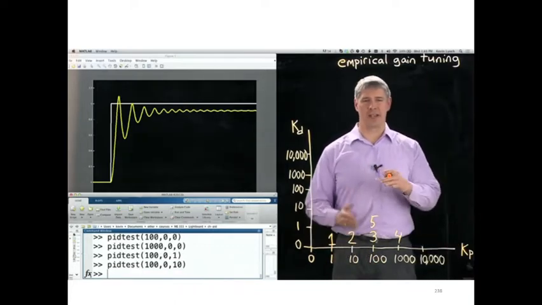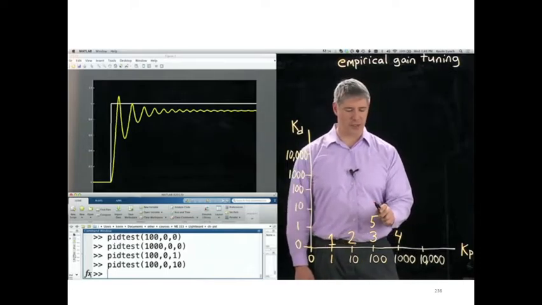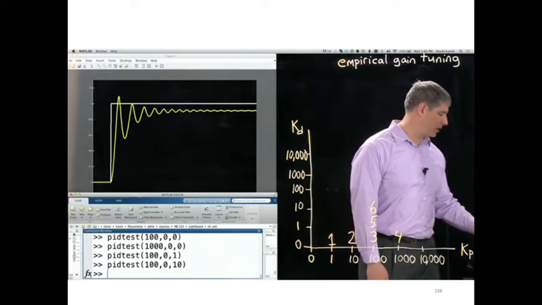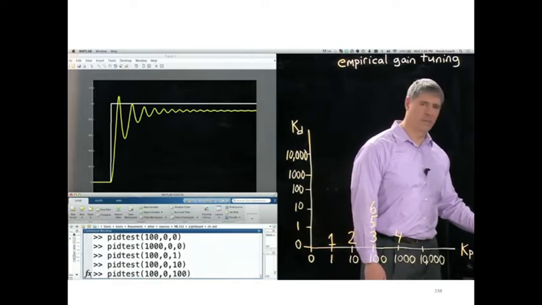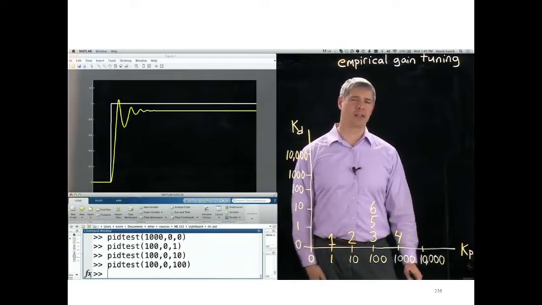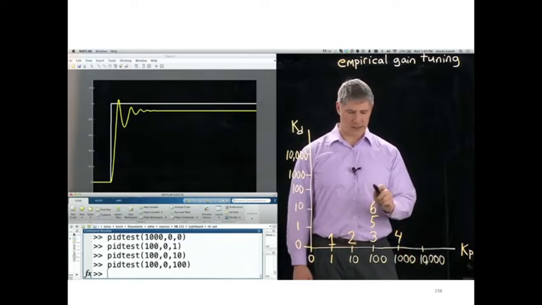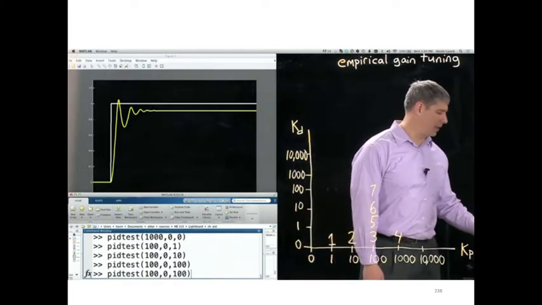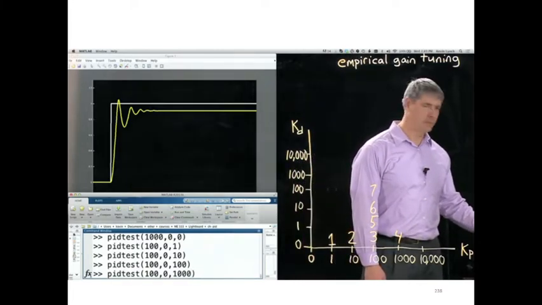You can see it damps out a little bit, but still not very much. We're getting a lot of oscillation and overshoot. Let's increase by another factor of 10. Okay, now we're starting to see more damping. It's still oscillating a little bit, so that's up here. Let's try increasing the damping by another factor of 10.